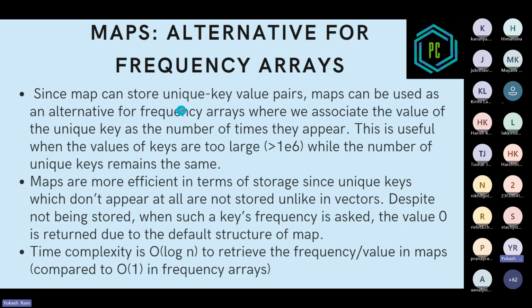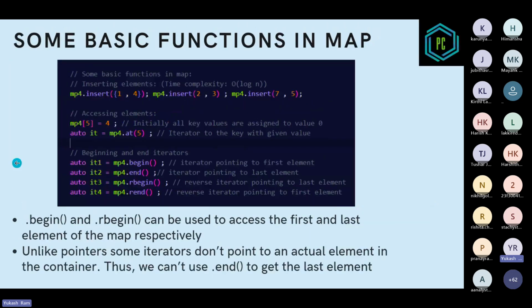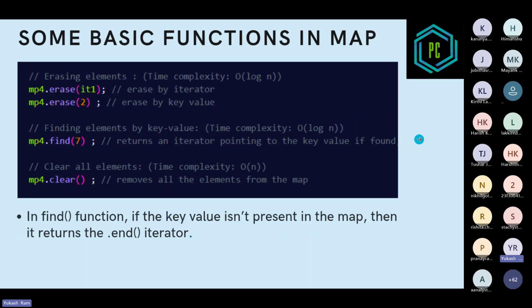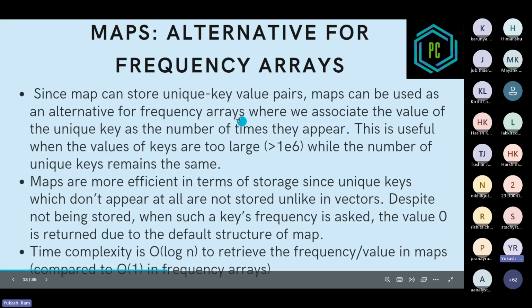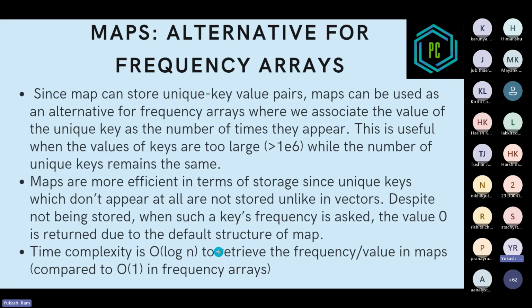They store a key only if it has appeared, but that doesn't stop us from checking whether the key is present or not, because, as we saw, by default the corresponding values are assigned 0 when keys are not present. This property can be used here. Whenever the key is not present, its frequency is automatically 0. Whenever we ask for some key which is not present in the map, the frequency 0 is returned due to the default structure of the map. That's why maps are much better than frequency arrays.